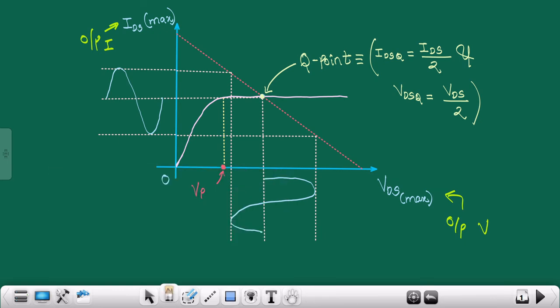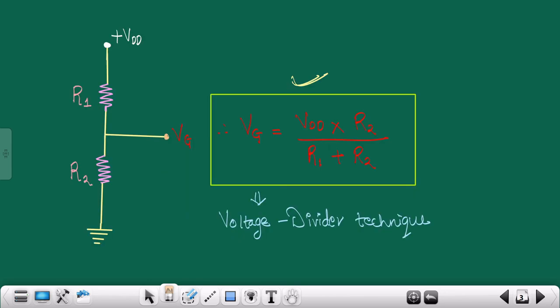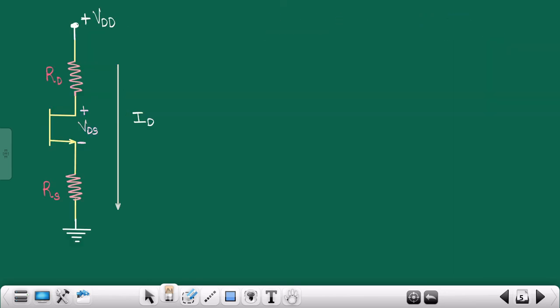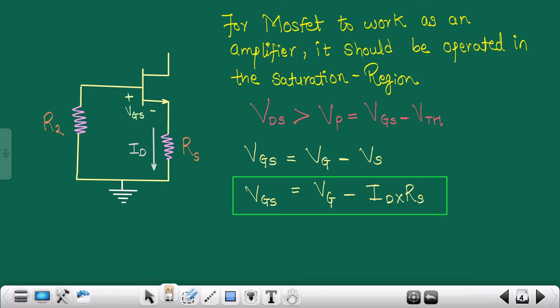There are two conditions. If your VDS is greater than VP, then it is operating in the saturation region, correct? Saturation, I am writing in short form. And if your VDS is less than VP, then it may act in the linear region, right? Linear region. I hope you know these particular things. Now we will proceed further. With this equation, you can check the value for VGS.